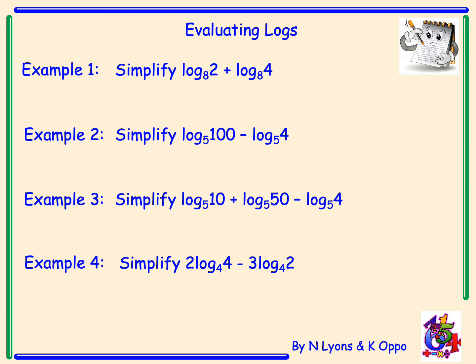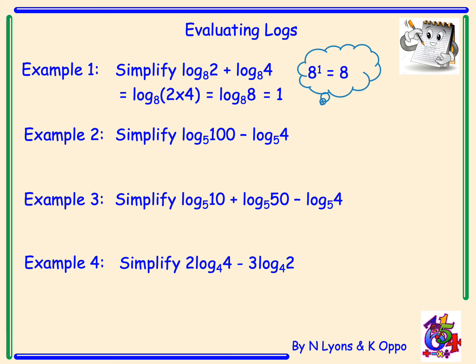Example 1. So example 1, simplify log 2 to the base 8 plus log 4 to the base 8. So we've got 2 expressions of logs. They're in the same base. We're going to add them together. So rule 1 said that that's just the same as saying log 2 times 4 to the base 8. So keep simplifying. 2 times 4 is 8. So that gives me log 8 to the base 8. And 8 to the power of what equals 8? Well, 8 to the power of 1 equals 8. So log 8 to the base 8 equals 1. And that's a wee reminder for us how that happened.